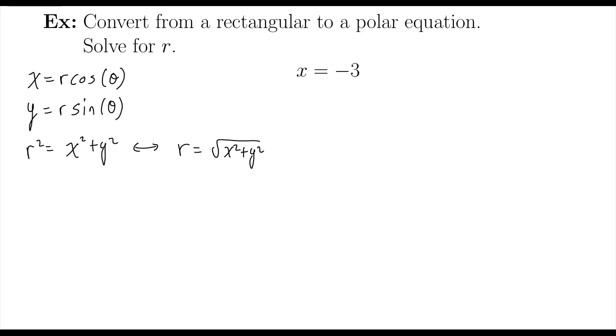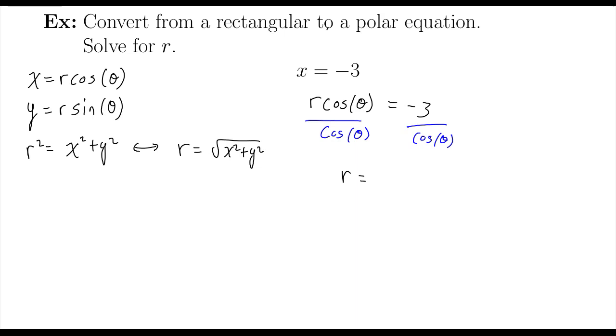Okay, so if x is r cosine theta, then I can replace x with r cosine theta in the equation, right? So we see this was x equals -3. Now it's r cosine theta equals -3. All right, so now in the instructions, it does say to solve for r. So I'm going to divide both sides by cosine of theta. Okay, so that gives me r equals -3 over cosine theta.